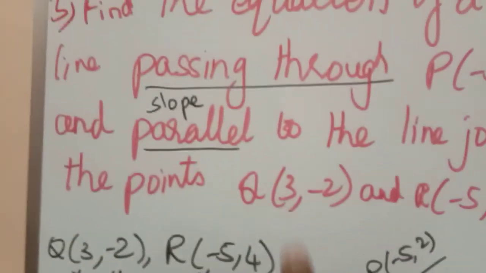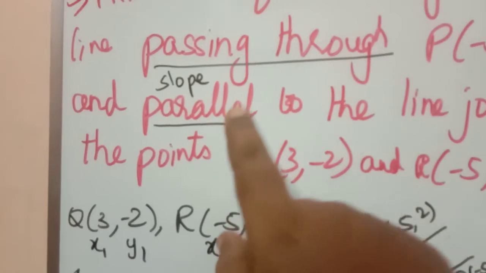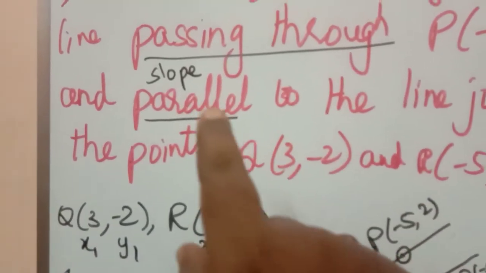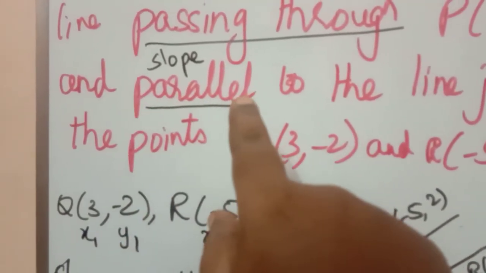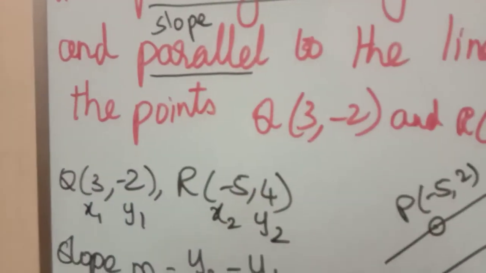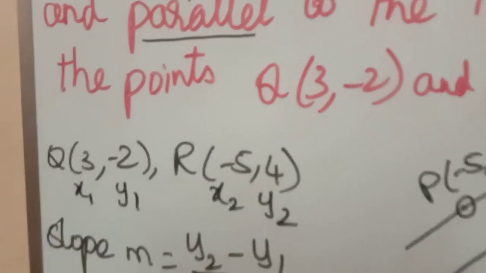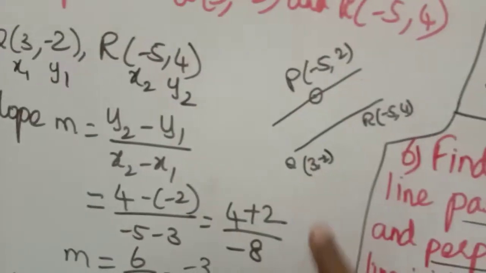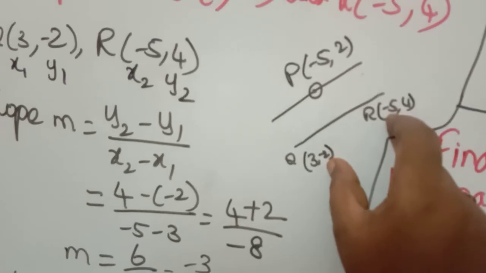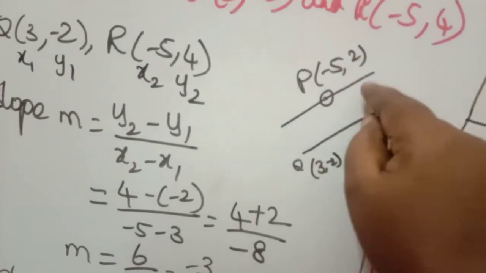Okay, so passing through one point will be given, and if parallel or perpendicular is given, underline the word parallel and you have to write slope, either parallel or perpendicular. So for the parallel condition we know m1 is equal to m2. Now we have to find the slope of this line. Then we can say that is the slope of this line, m1 equal to m2, parallel condition.